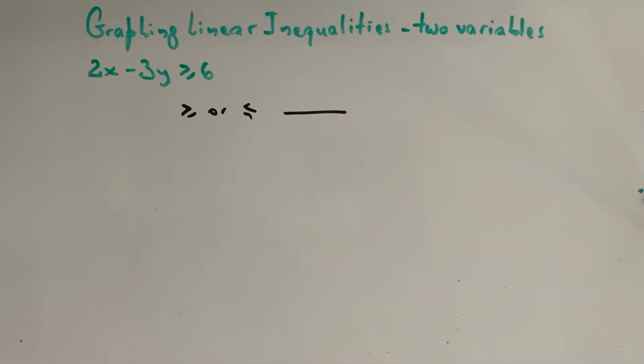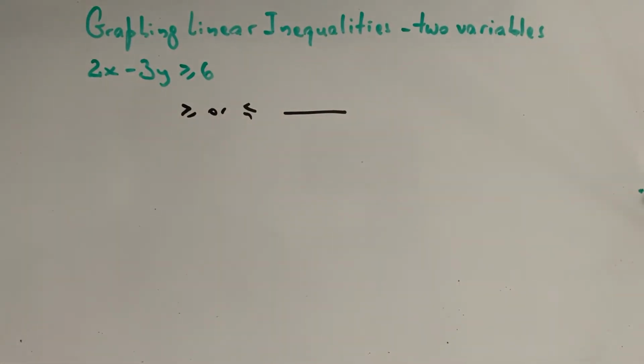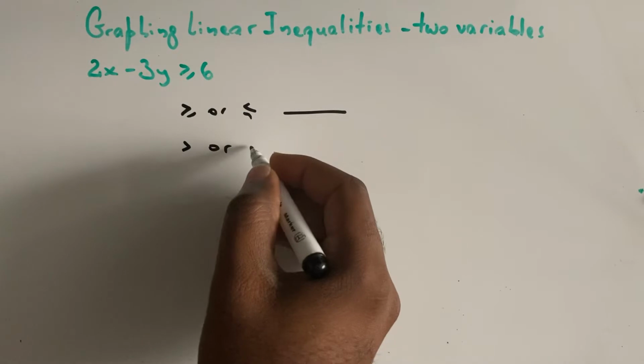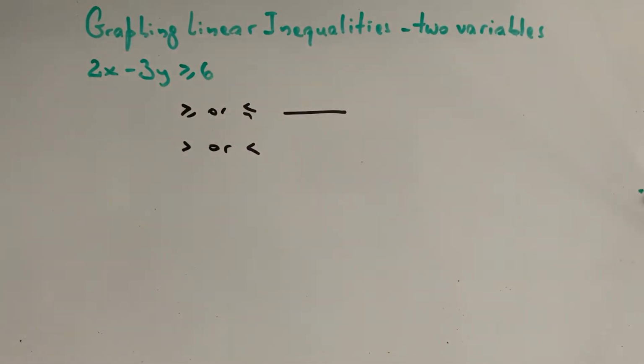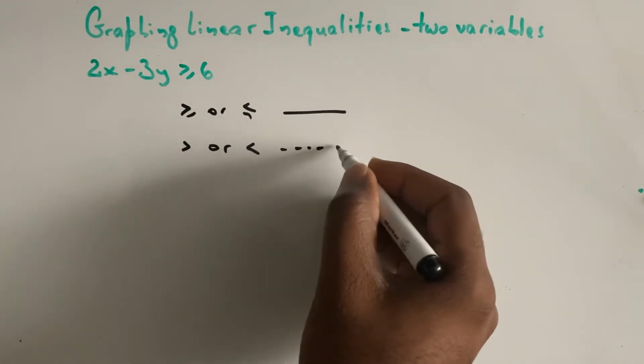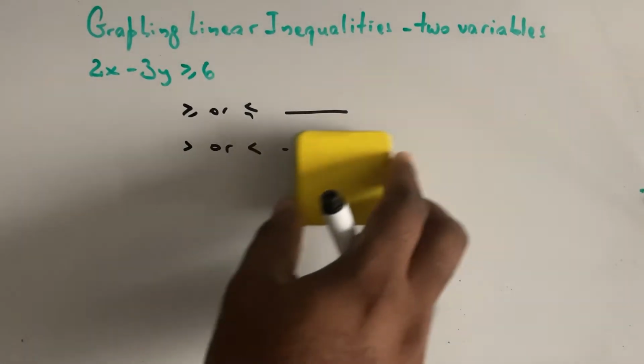And the reason why is because it's inclusive. You're including the values on the line. If you have greater than or less than, with no equality, you have to use a dashed line. What it means is that the ordered pairs on the line are not included in the solution. So that's very important. All right, so knowing this, you can actually graph.